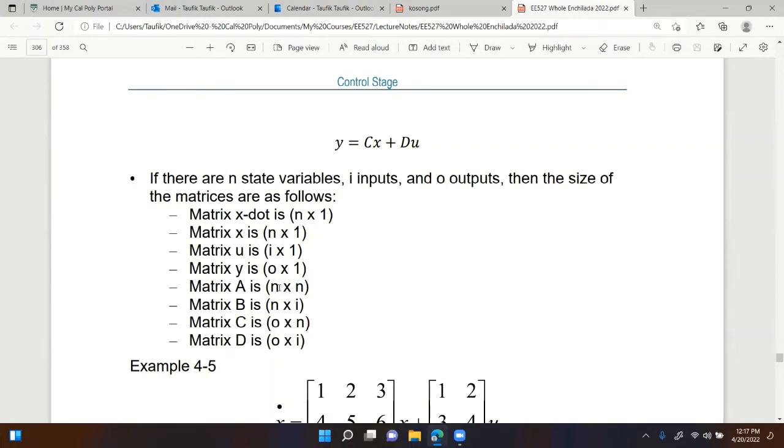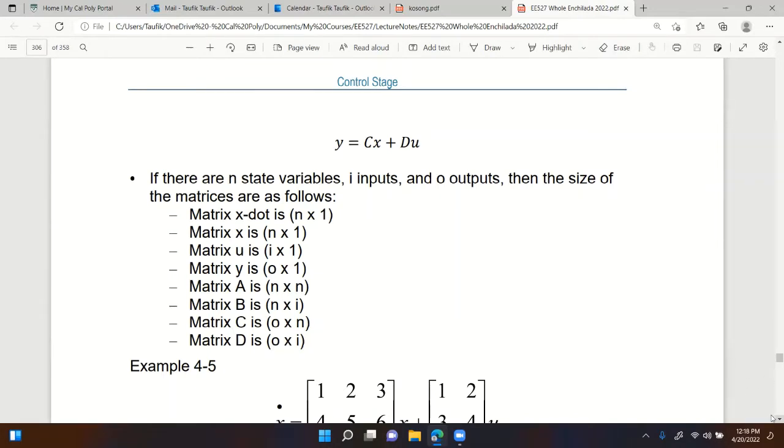Where is it? Right there. N by n, N being the number of state variables. I forgot to mention: N is the number of state variables, I is the number of inputs, and O is the number of outputs. So matrix A would be n by n, matrix B would be n by I, matrix C would be O by n, and lastly, matrix D would be O by I.